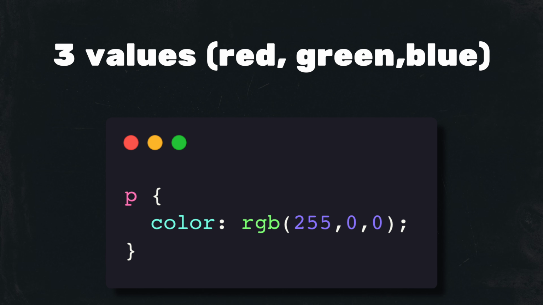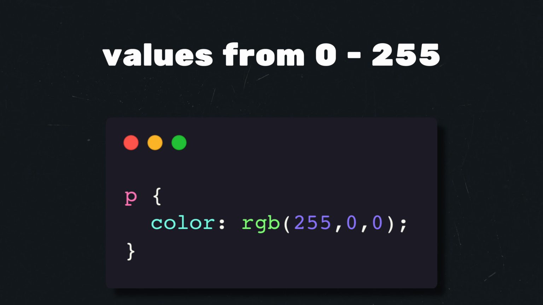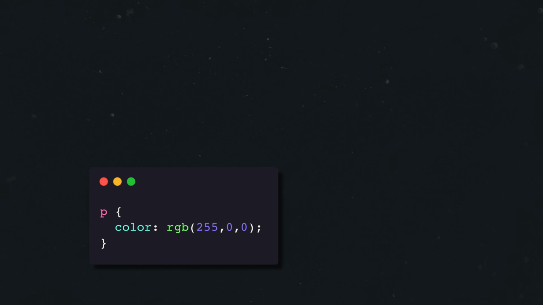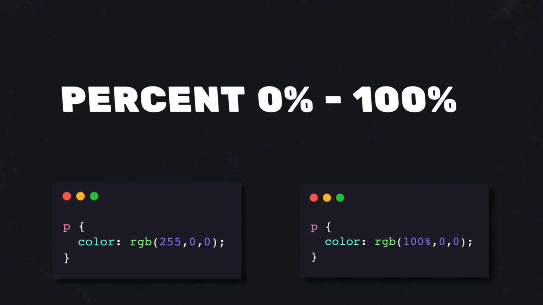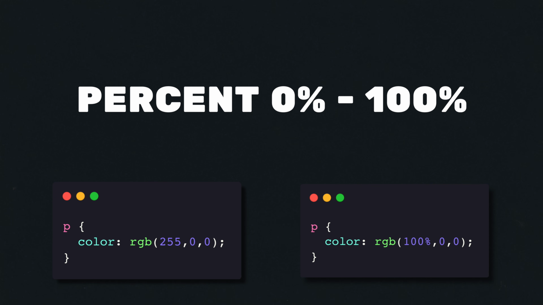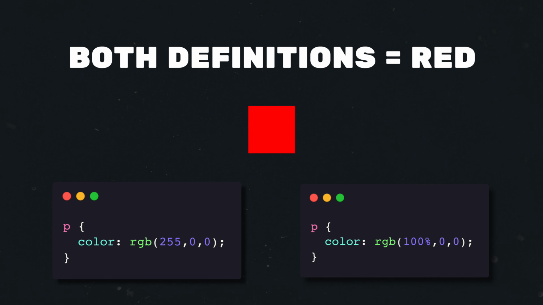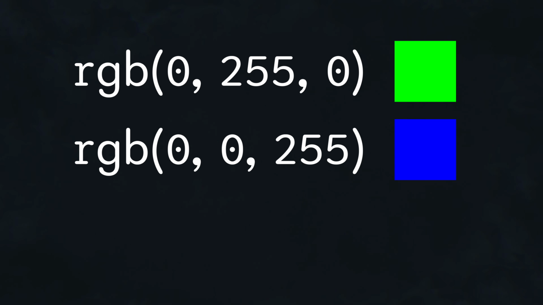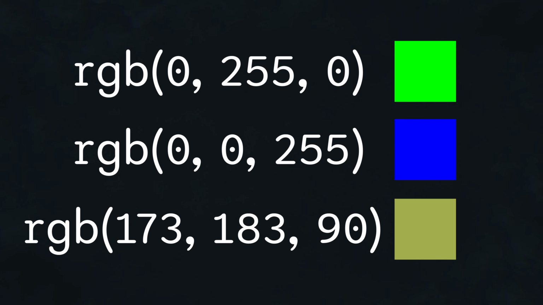The values range from 0 to 255. But we can also use percentage values to define RGB colors, ranging from 0 to 100%. Have a look at both of these color definitions. They both define the same color, and this color is red. By using the RGB notation, you can define any color you want. Check out these examples to better understand it.